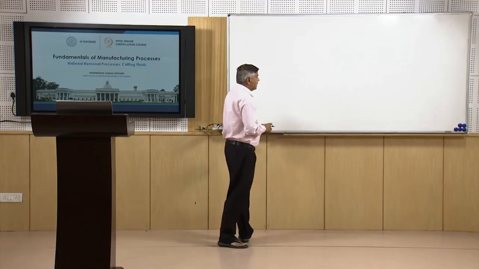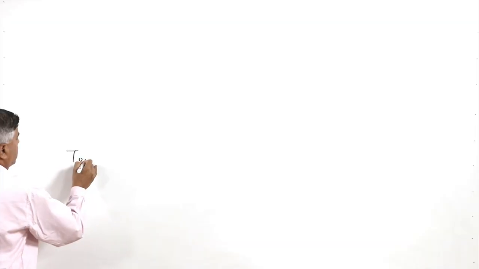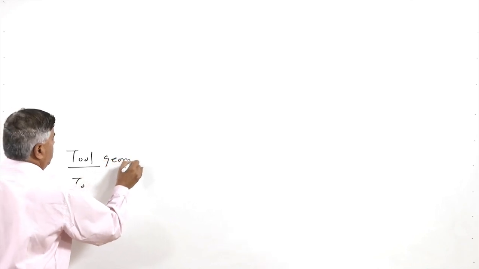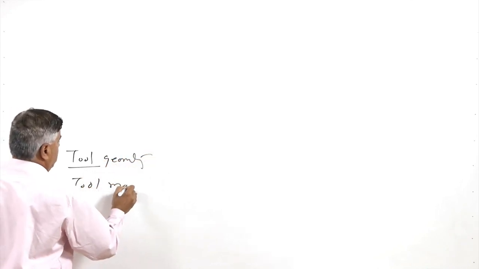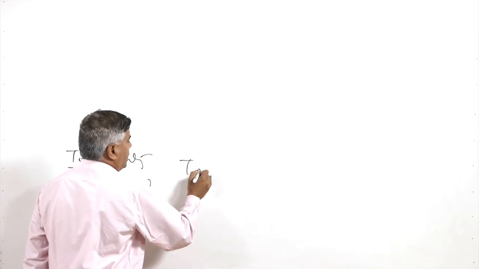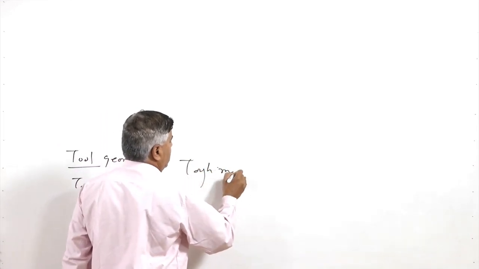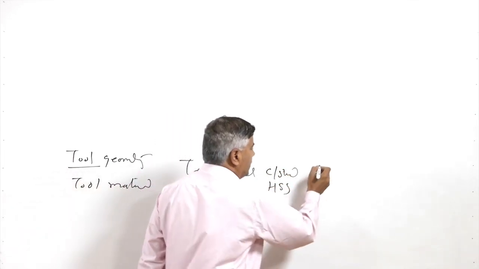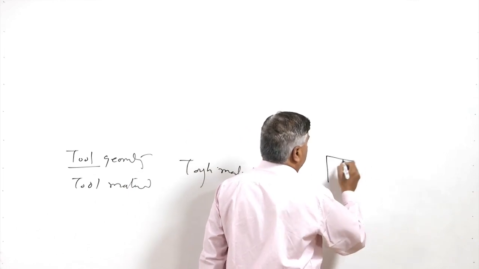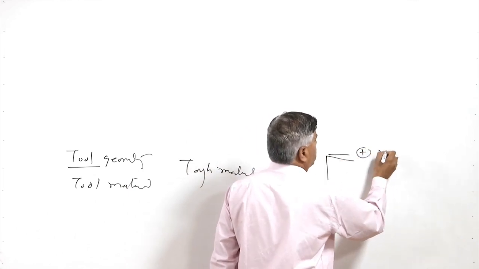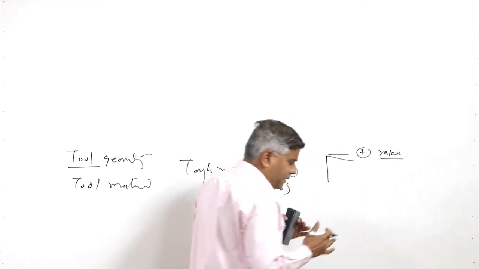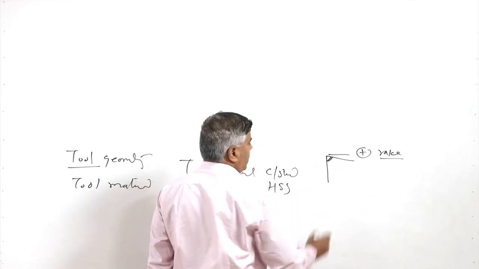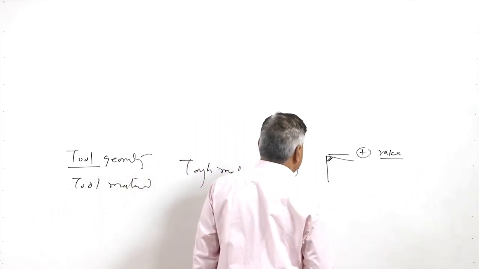And another aspect is about the relationship of the tool geometry and the tool material. So, the tough tool materials like carbon steel, high speed steel, these are normally made with the positive rake angle, because these are tough. So, they can sustain the cutting conditions even with the lesser cutting edge cross sectional area which is offered by the positive rake angle.